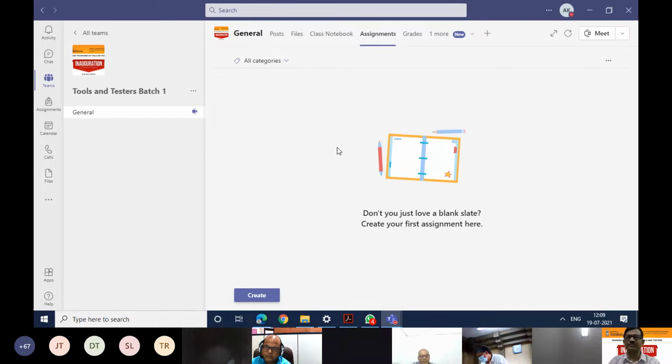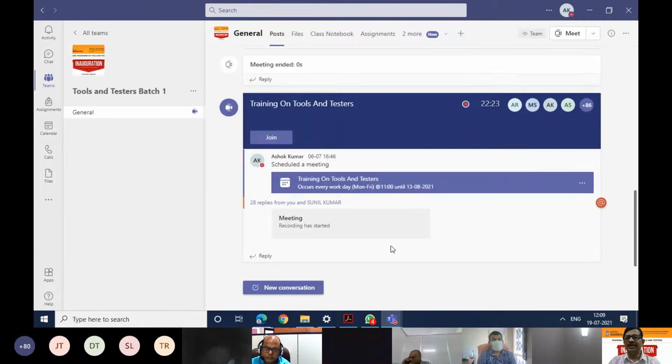So it is a space given for all the trainees wherein they will see their assignment and be able to upload the assignment. In case it is a quiz kind of assignment, you will be able to attempt the quiz here on Microsoft Teams. Whenever we create any assignment, you get a notification under this post option. And if you have enabled notifications on your device, you will also get a notification, right?